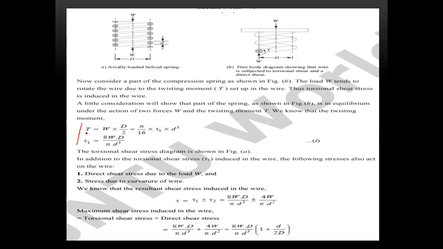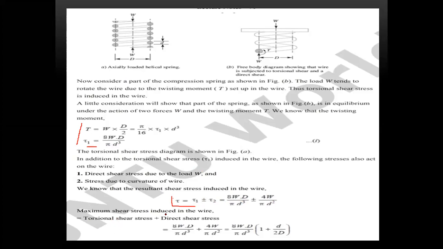Next, coming to the twisting moment. Twisting moment T is equal to W into D by 2, that is equal to 5/16 tau 1 into d cube. Therefore tau 1 is equal to this formula. What is tau 1? Tau means the maximum shear stress. Tau is equal to 8WD by pi d cube. So coming to the resultant shear stress, tau is equal to tau 1 plus or minus tau 2, that is equal to 8WD by pi d cube plus or minus 4W by pi d square.